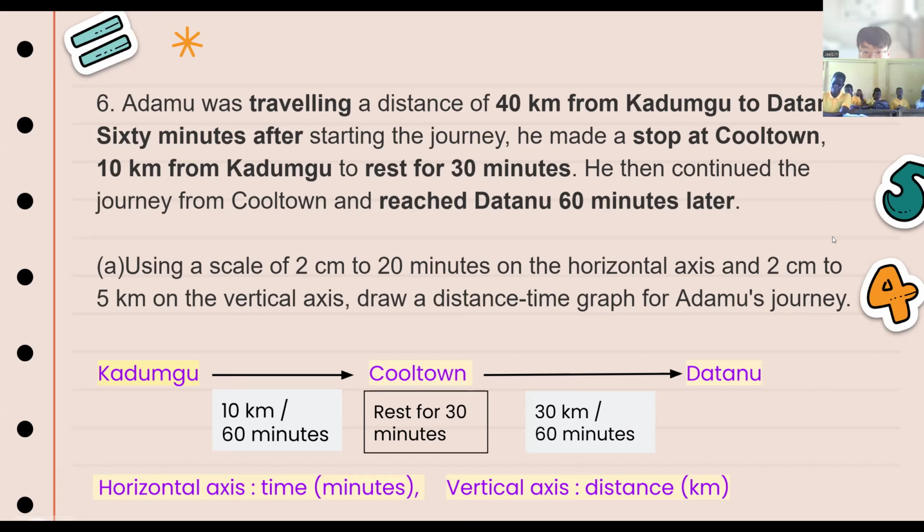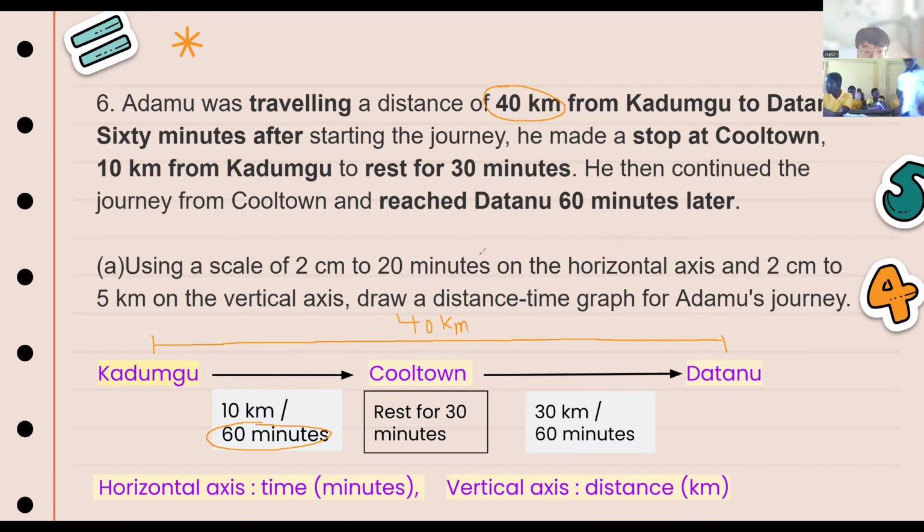So what did it say here? The total distance is 40 kilometers. From here, Kadungu, all the way to Datan. That is 40 kilometers, right? From here all the way here. And then it said 60 minutes after he made a stop at Kultown in the middle. So 60 minutes.